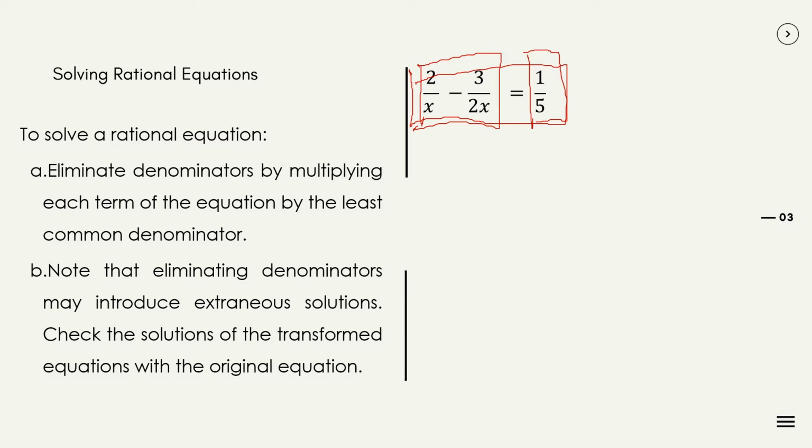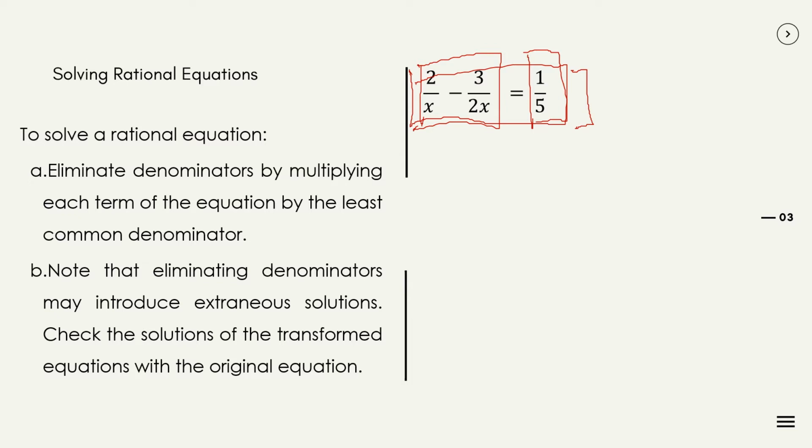To solve a rational equation, first, eliminate the denominators by multiplying each term of the equation by the least common denominator or LCD. So, ibig sabihin, kailangan ma-eliminate natin yung mga denominators nila. So, we have to make it an equation. Tanggalin natin siya sa pagkaka-rational niya.